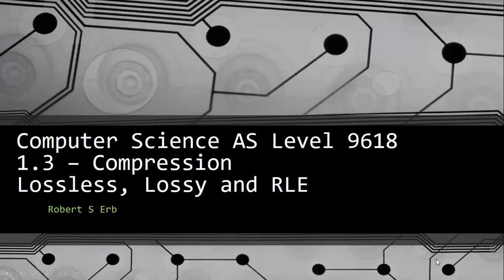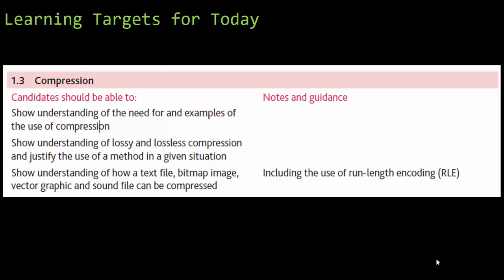All right, so this is for Computer Science AS Level 9618 1.3, which is about compression, lossless compression, lossy compression, and run length encoding. So let's take a look at our learning targets for today.